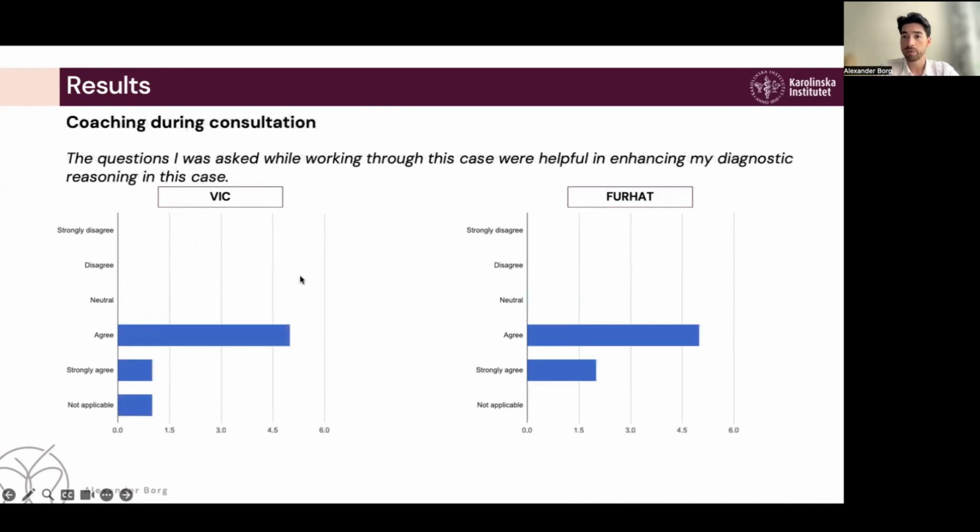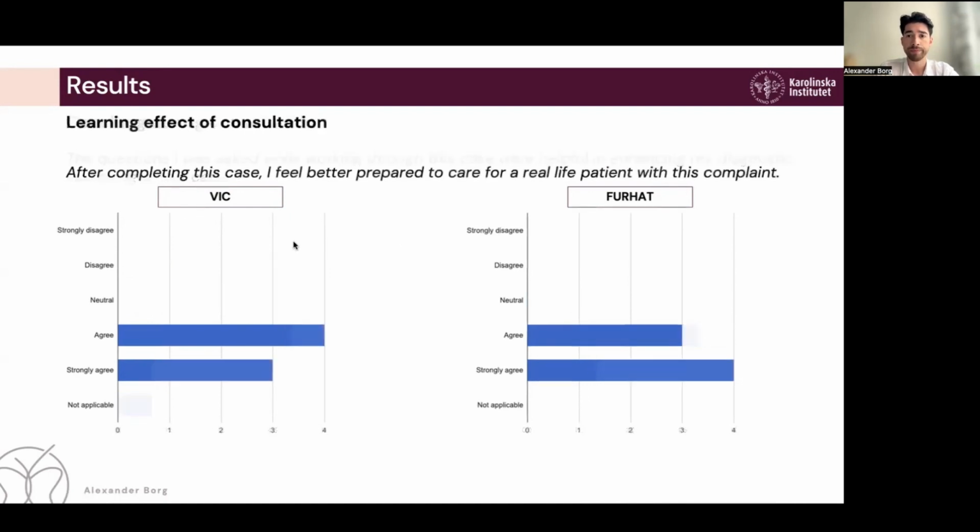There were similar results between the platforms when students were asked if they believed that the case had helped them in enhancing their diagnostic reasoning, however, with a slight advantage of Furhat. The same was seen when asked if students felt better prepared to care for a real patient with this complaint. Very similar results.